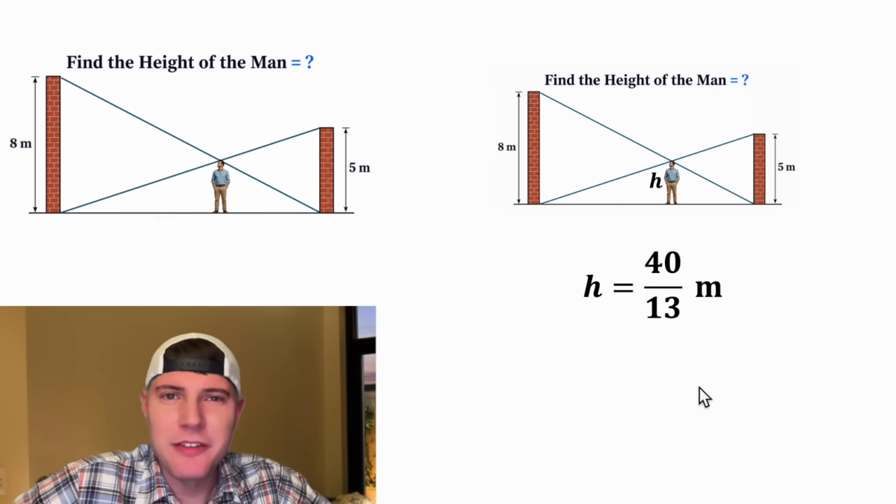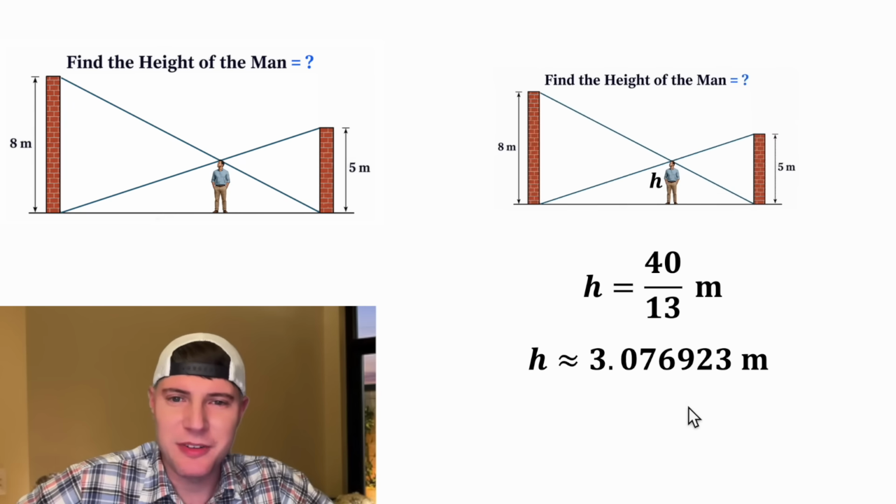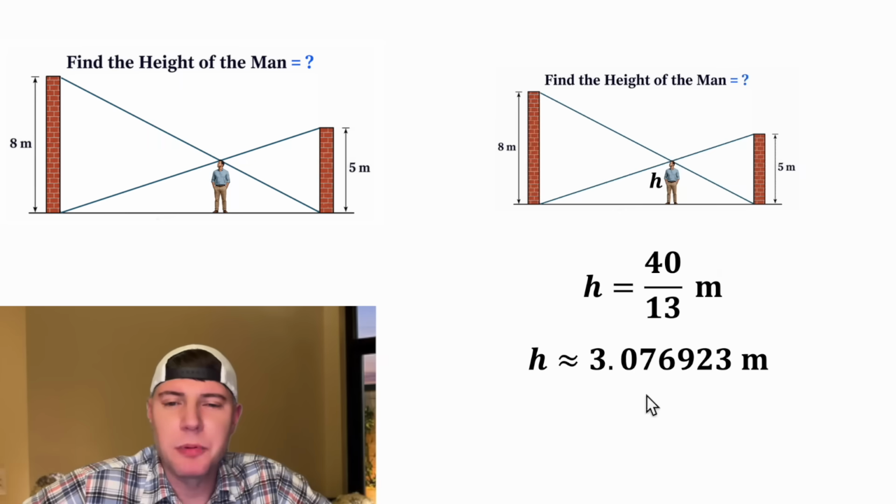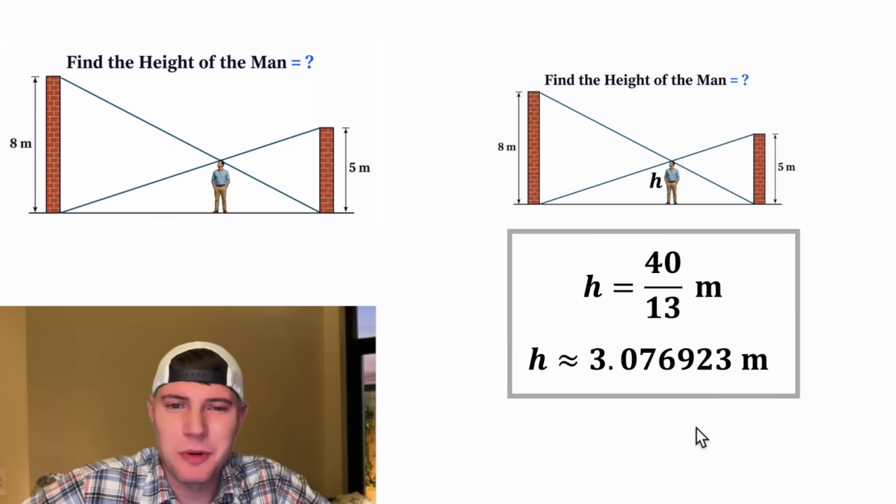Let's give it a label of meters and find an approximate value. So the height of this man is approximately 3.076923 meters. Let's put a box around it.